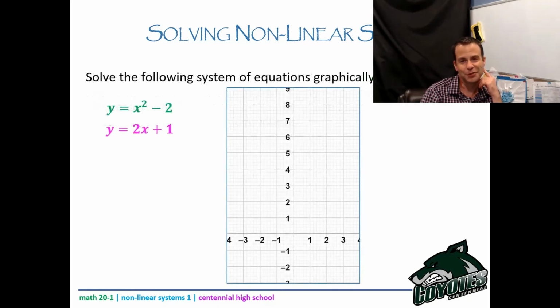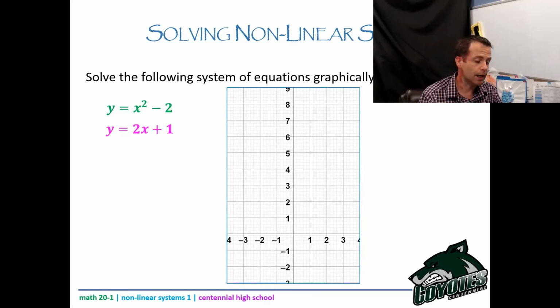Okay, so here's the first one we're going to do. We're going to solve the following system graphically, and I'm going to again walk you through by hand. They're both y equals already, so that's kind of nice. I'm going to go to the pink one first because we know exactly how to draw that one, right? We are going to go to our y-intercept at 1. And then from there, we're going to go up 2 over 1, up 2 over 1. We're going to generate some points, and then we're going to take a ruler and draw a straight line.